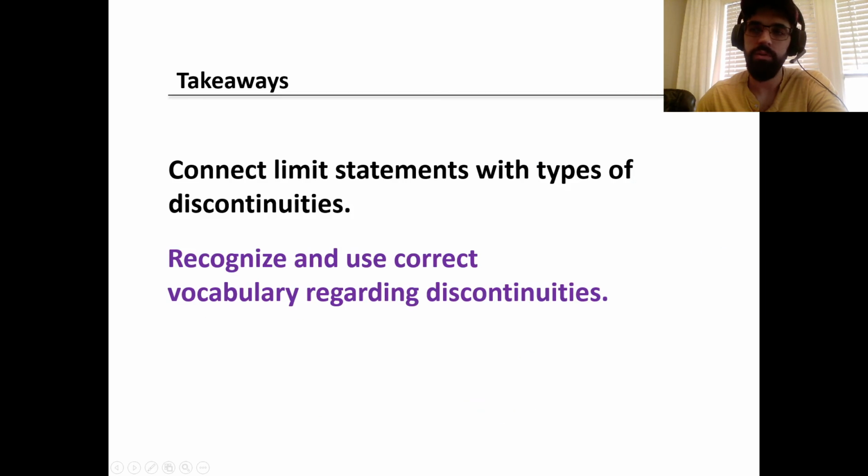All right, those are our examples. Takeaways. We're now looking at the concept of continuity in the context of limit statements. We've seen 3 different types of discontinuities, and we're getting a little more familiar with the vocab around those as well.